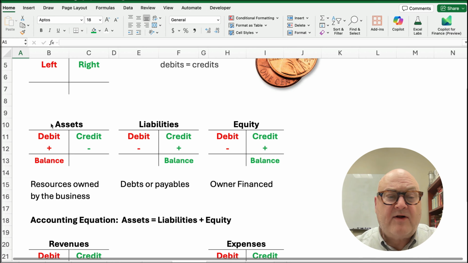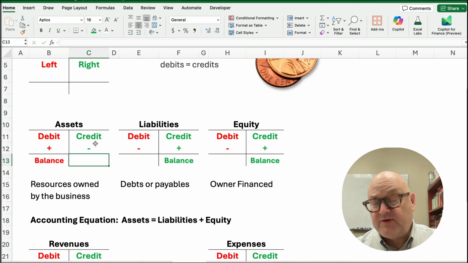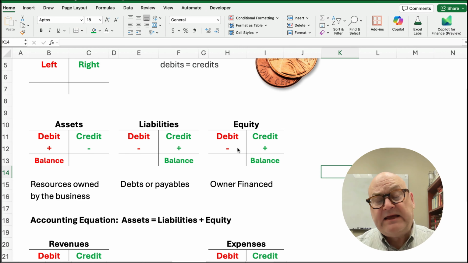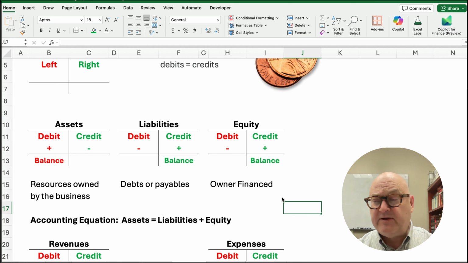So assets are things we own that have value. So resources owned by the business, debits increase because it has a debit balance, and credits make it go down. Liabilities are debts or payables, and equity is how much is owner financed. So here's what we have. We have the accounting equation that says assets have to equal liabilities plus equity. Another way to look at the accounting equation is how much of our assets are financed by debt, how much are financed by equity or by our owners. And so these accounts go on the balance sheet. And so you have assets have to equal liabilities plus equity.